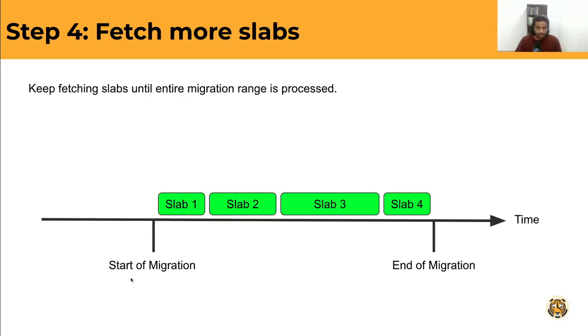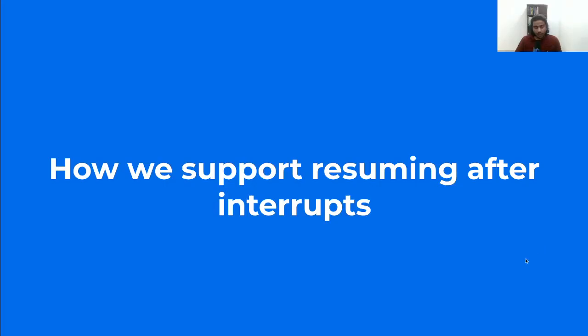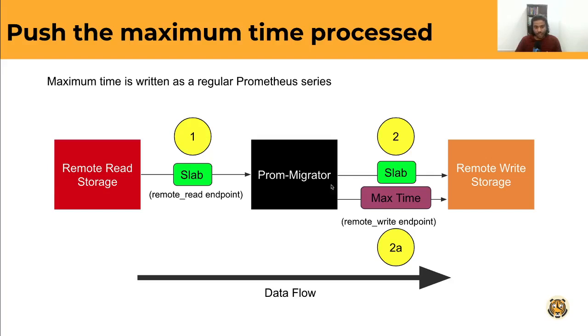As the migration starts, we push the slabs to the remote storage system, and by the end of migration, all the slabs will be written to the remote storage system. And how do we support interruptions during the migration? Prom Migrator, on every successful write, updates the max time to a new series called the progress metric. So on every successful write, we will have the max time of that write.